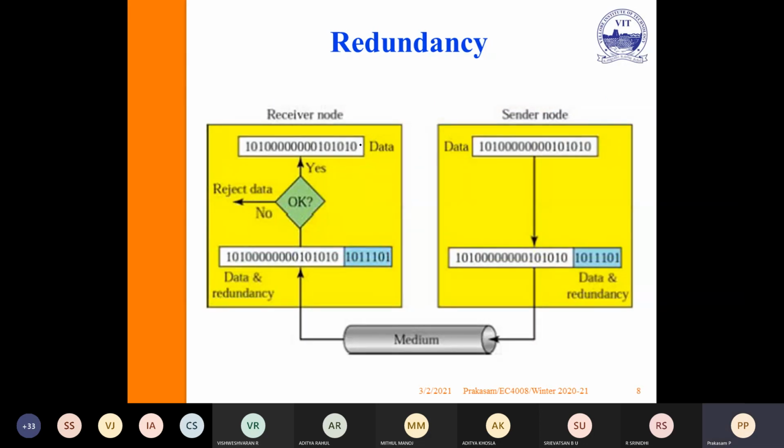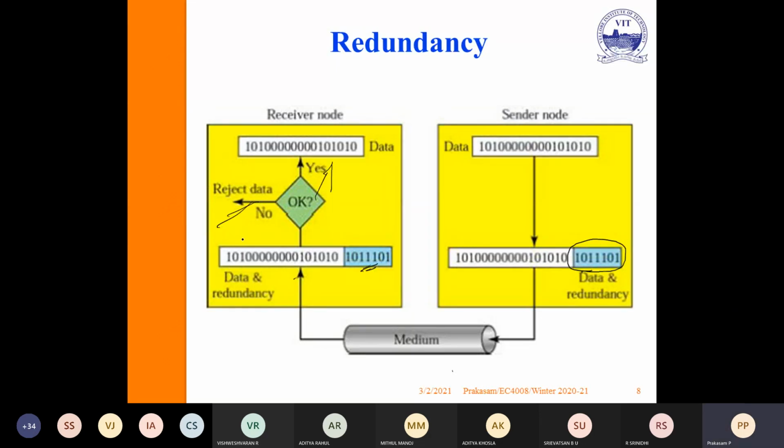For example, this is the data, and this is the sender node. We are additionally adding some redundant bits to detect errors when it is transmitted through the medium. When it is received, it is checked against the redundancy data. If both are matching, then it is okay, there is no error, and it will accept the information. Otherwise, it will reject the data.